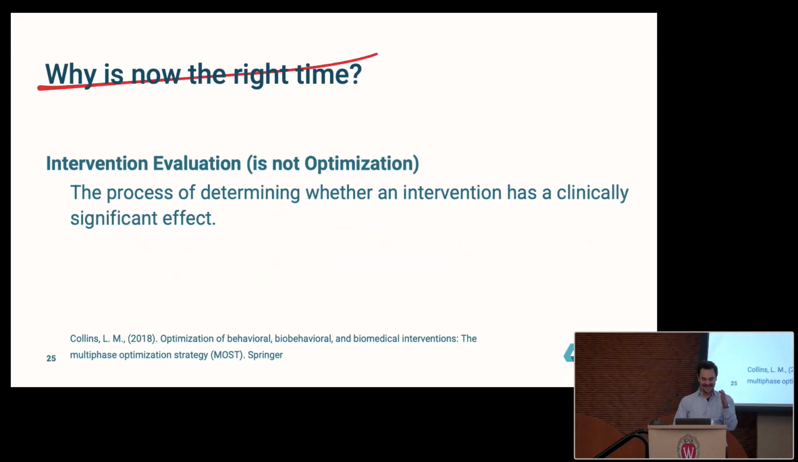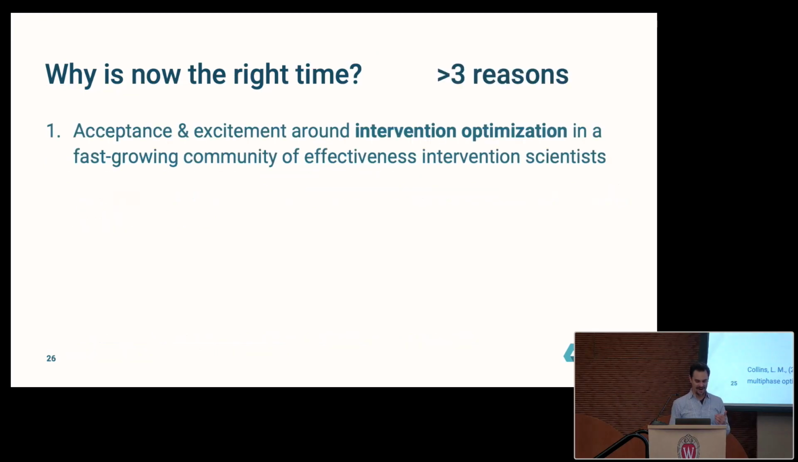And intervention optimization is not evaluation. So this is intervention science 1.0, all right? Which is to confirm the thing works. We no longer live in that world. So, okay, let me come back to why now is the right time. And this would be like a large part of this paper, and I only have 2 minutes to tell you. So I tried picking the top 3.